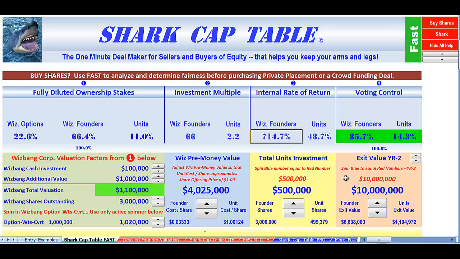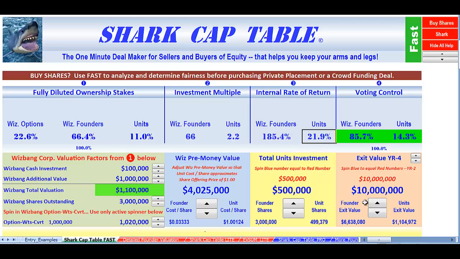And, of course, the internal rate of return is just terrific for the Wiz founders, and, hey, it looks pretty good for the units. Wiz founders definitely have control, and the units as a whole have 14.3%. But now I ask you, what deal ever goes off on time? So let's go to year 4 and see what happened.